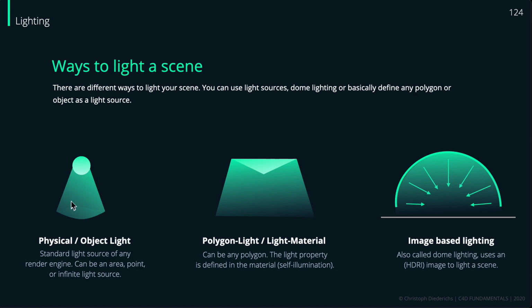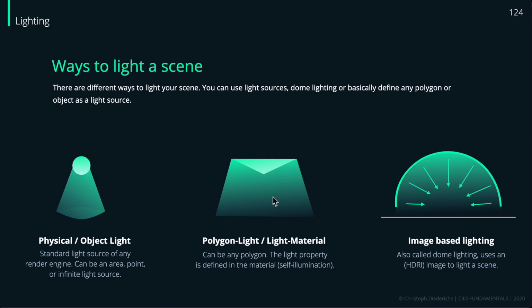So the first one is to use a physical light source, or also called an object light source, and it's basically the standard light sources of any given render engine. We can choose between different physical lights, but it's basically a light source which you would always also use in the real world. It could be the sunlight, it could be a light bulb, it could be a display shining light into your scene. So anything that is like an artificial light source.